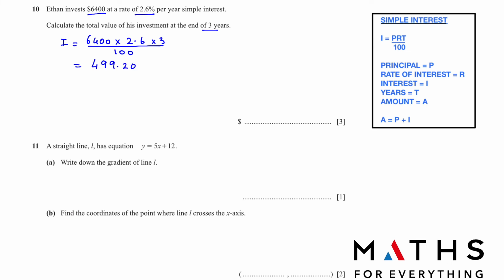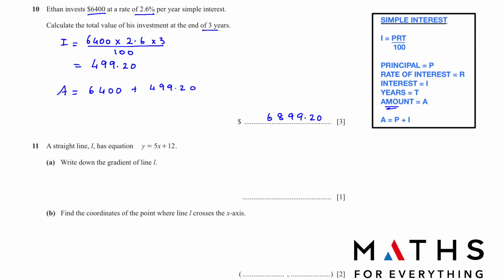But in this question, they don't want the interest. You have to read the question correctly. They want you to find the total investment. That is our amount. To find the total amount, we add to the principal the interest that we just found. And this will give us 6,899.20 because it is money, rounded to 2 decimal places.